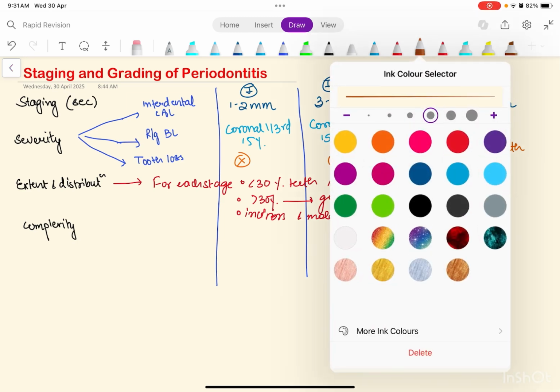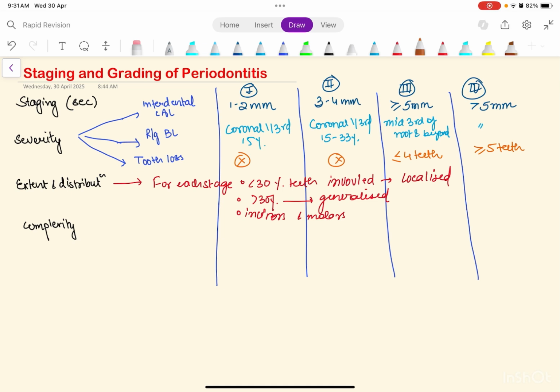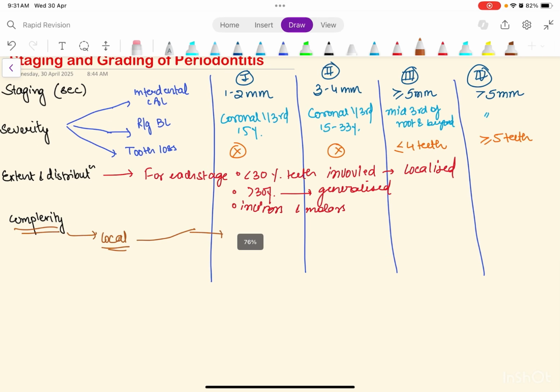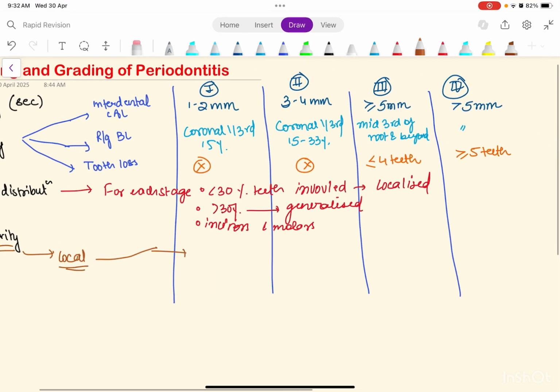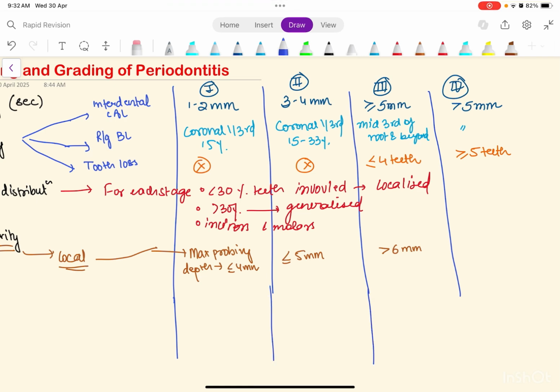In complexity, you will talk about local findings. First of all, you will talk about the probing depth and bone loss. In the first stage, the maximum probing depth is less than or equal to 4 mm. In stage 2 it is less than or equal to 5 mm. Then in stage 3 it is 6 mm or more. Then we'll talk about bone loss.